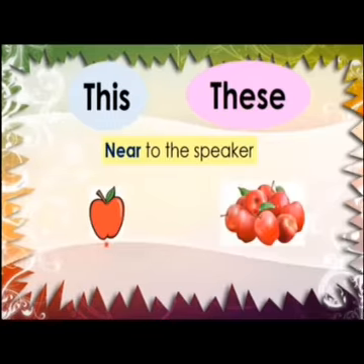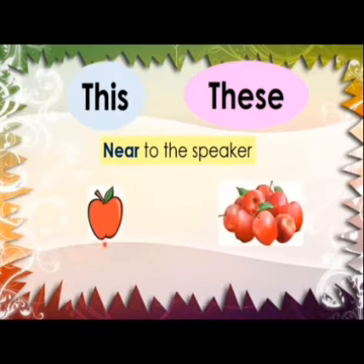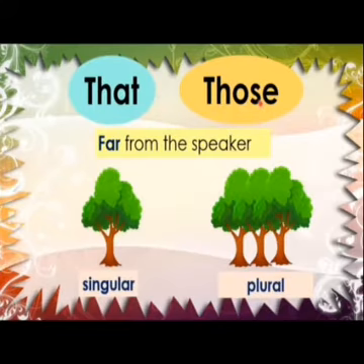Okay? So dear kids, this and these are used when the things are near to the speaker. Okay, this is used when there is only one object, and these are used for plural. Okay, this for singular and these for plural and for the near objects. Okay, that and those are used when the things are far from the speaker. So that is used for singular and those are used for plural.